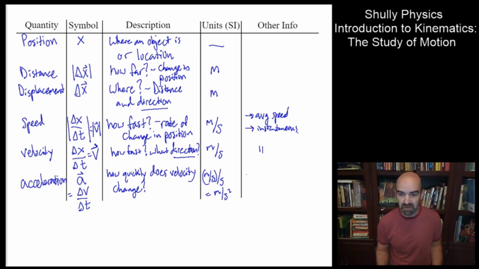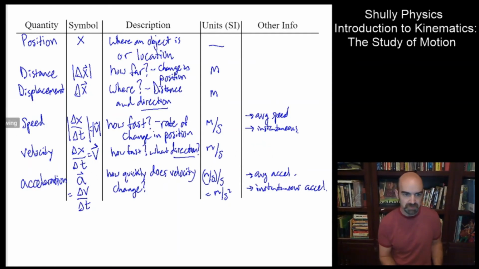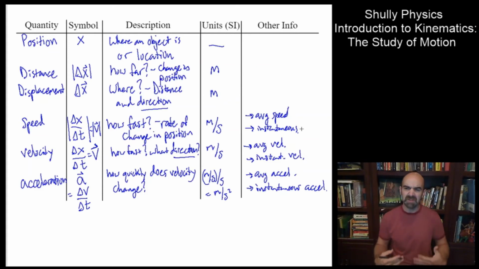And acceleration also has an average value and an instantaneous value. That's acceleration, short for acceleration. I was being a little lazy earlier, so I'm just going to go ahead and make a note of this for velocity, that it has an average and an instantaneous. I'll shorten that also. So keep in mind there are these averages and instantaneouses.